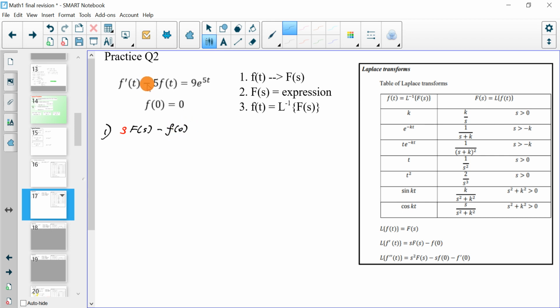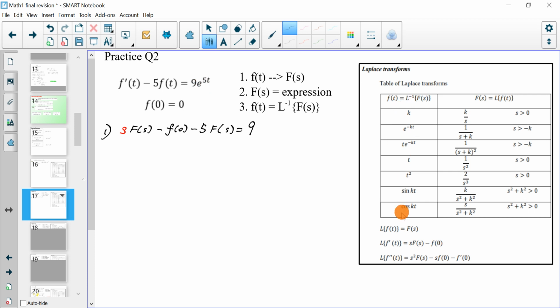And the second piece, I want to take away 5 f of t. Laplace transform of that is simply f of s. So that's a number 5 there, and 5 times f of s. That should equal 9 times the Laplace transform of e to the 5t.